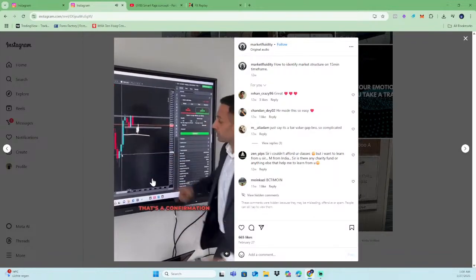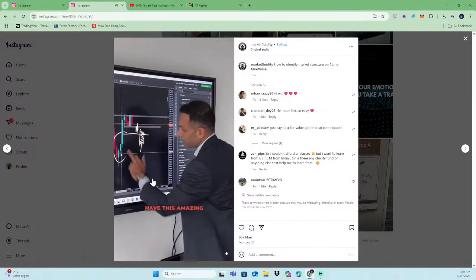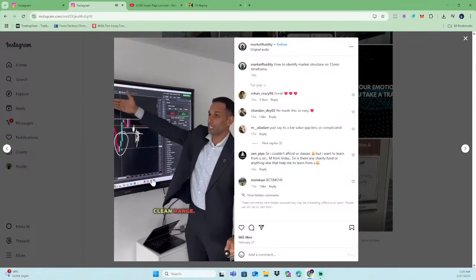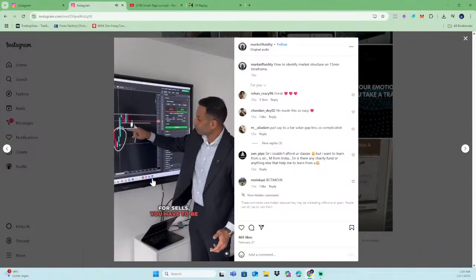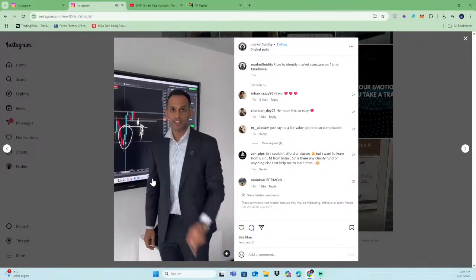That's a confirmation for the next candle to continue to push down as you have this amazing range here to the left-hand side. So in this manner, buys, clean range. For sells, you have to be wary of this wick, and that's how price action works. Hope this helps. Good luck.